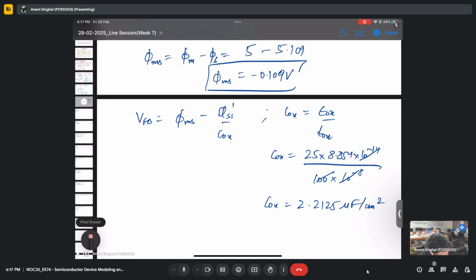I've also given a formula in the previous class using which you can calculate directly. So C_ox was 3.45 by T_ox in nanometer, and the unit of this is microfarad per centimeter square. If you just keep 100 as the T_ox, sorry, this will not work here, because this 3.45 is for epsilon_ox as 3.9. So you should not use this.